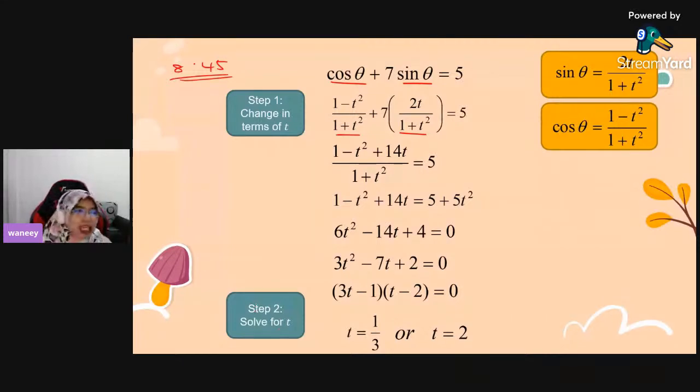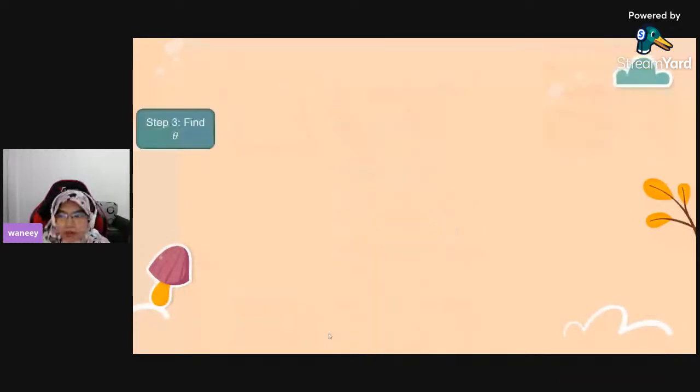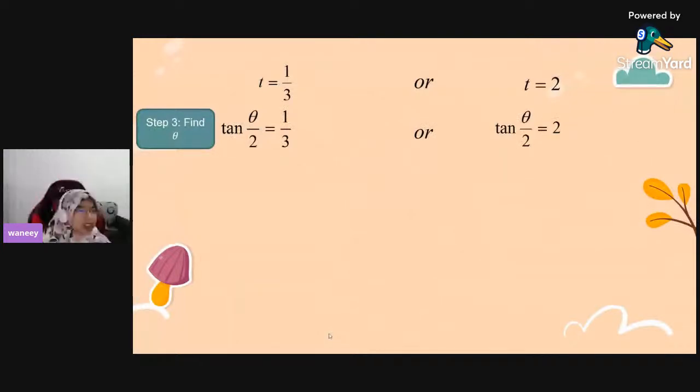Right, so now we have to solve for t. So what is t? Just now we used a substitution where we let t equal to tangent theta over 2. So go back and substitute t with tangent theta over 2, because this is the substitution that we are using for the first slide for this question. So tangent theta over 2 is equal to 1 over 3, or tangent theta over 2 is equal to 2.